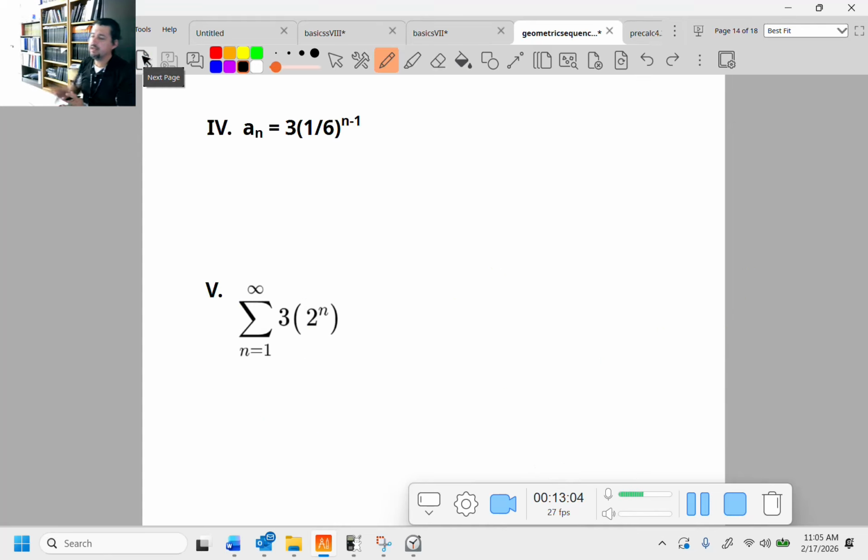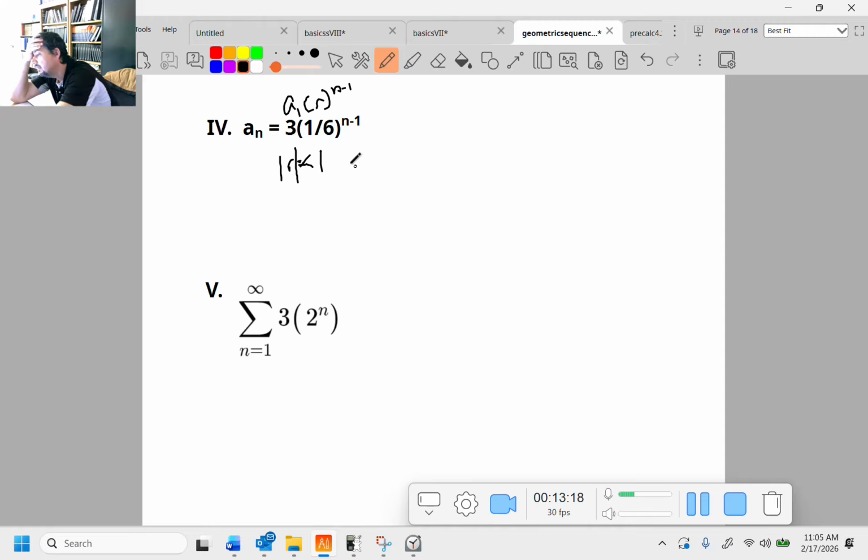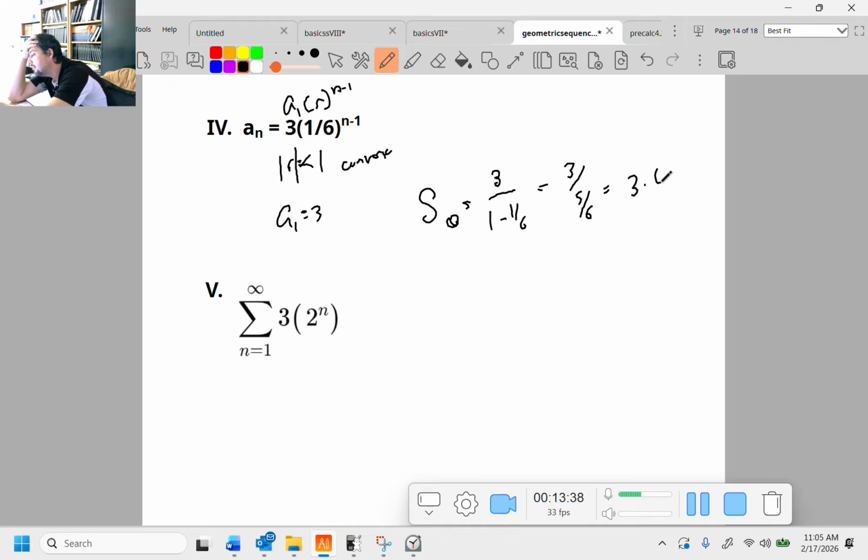All right, this guy is 100% in the correct form. This is a sub 1 times r to the n minus 1. So I know that the absolute value of r is definitely less than 1 because it's a 6th. So I converge. No problem there. I know the first term is 3. I know a formula. The sum of infinity is the first term sitting over 1 minus the ratio. Again, I'm going to do a little more of that magic here for you. 1 minus a 6th is 5/6. To divide by a fraction, we multiply it by its reciprocal. 3 times 6 is 18, 18/5 all day long.